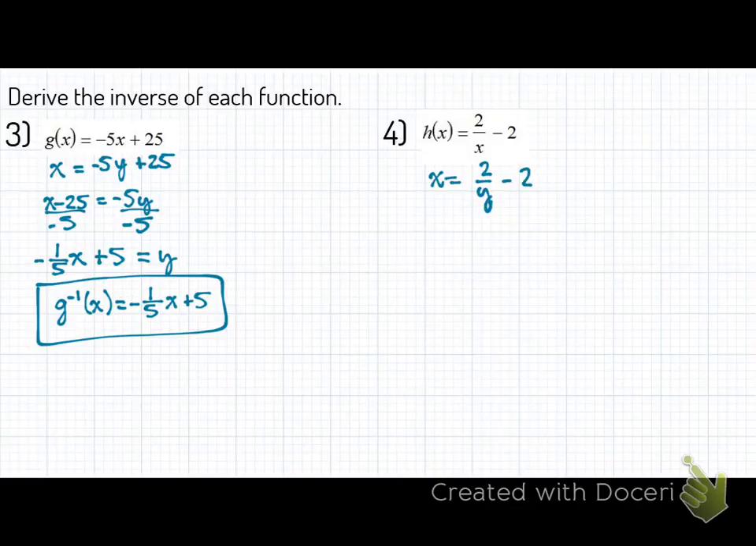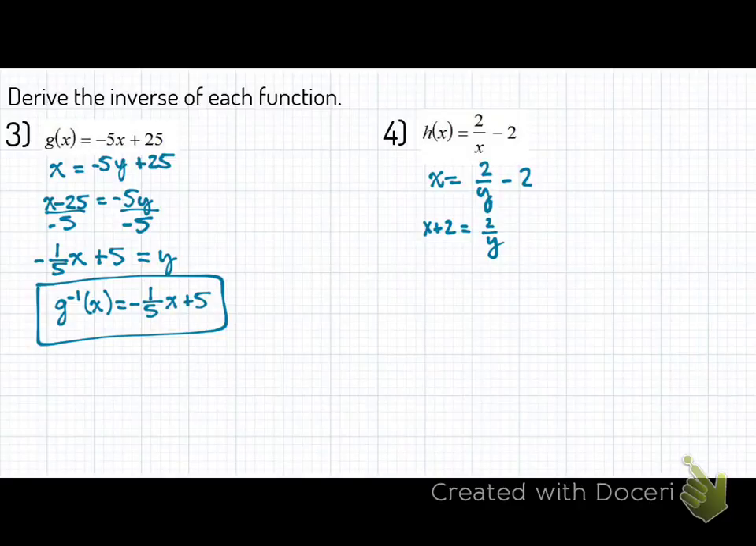Did you all do that? Okay, good. Would you all agree to add 2 to both sides first? Okay, so how do you get rid of this y in the denominator? Multiply by y on both sides. Why would you multiply? Because it's dividing. Okay, this one's a tricky one.